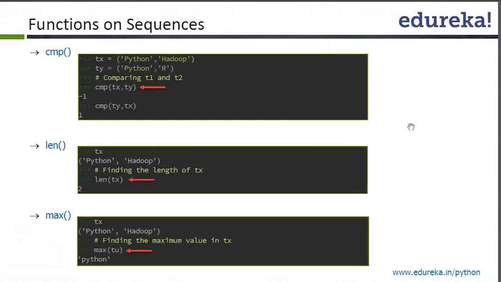Now, functional sequences. Basically, we can do a comparison. Yes, there is a compare function. If you have two tuples, let's say for example tx and ty, and you compare tx and ty, it will compare Python with Python, Hadoop with R. You are comparing tx with ty, and when you do that you get a -1. When you compare ty with tx, you get 1. Now I'll tell you why. Let's go and see.